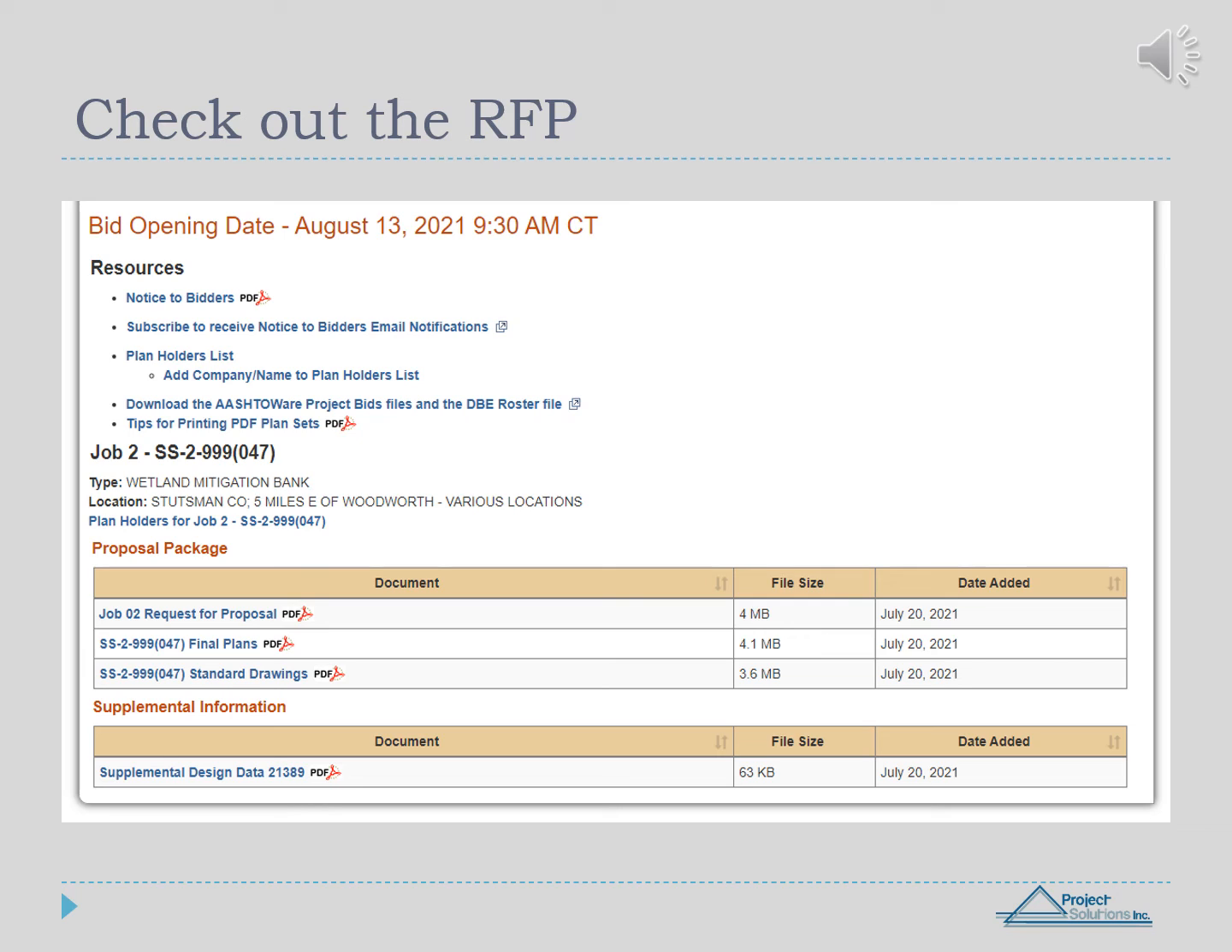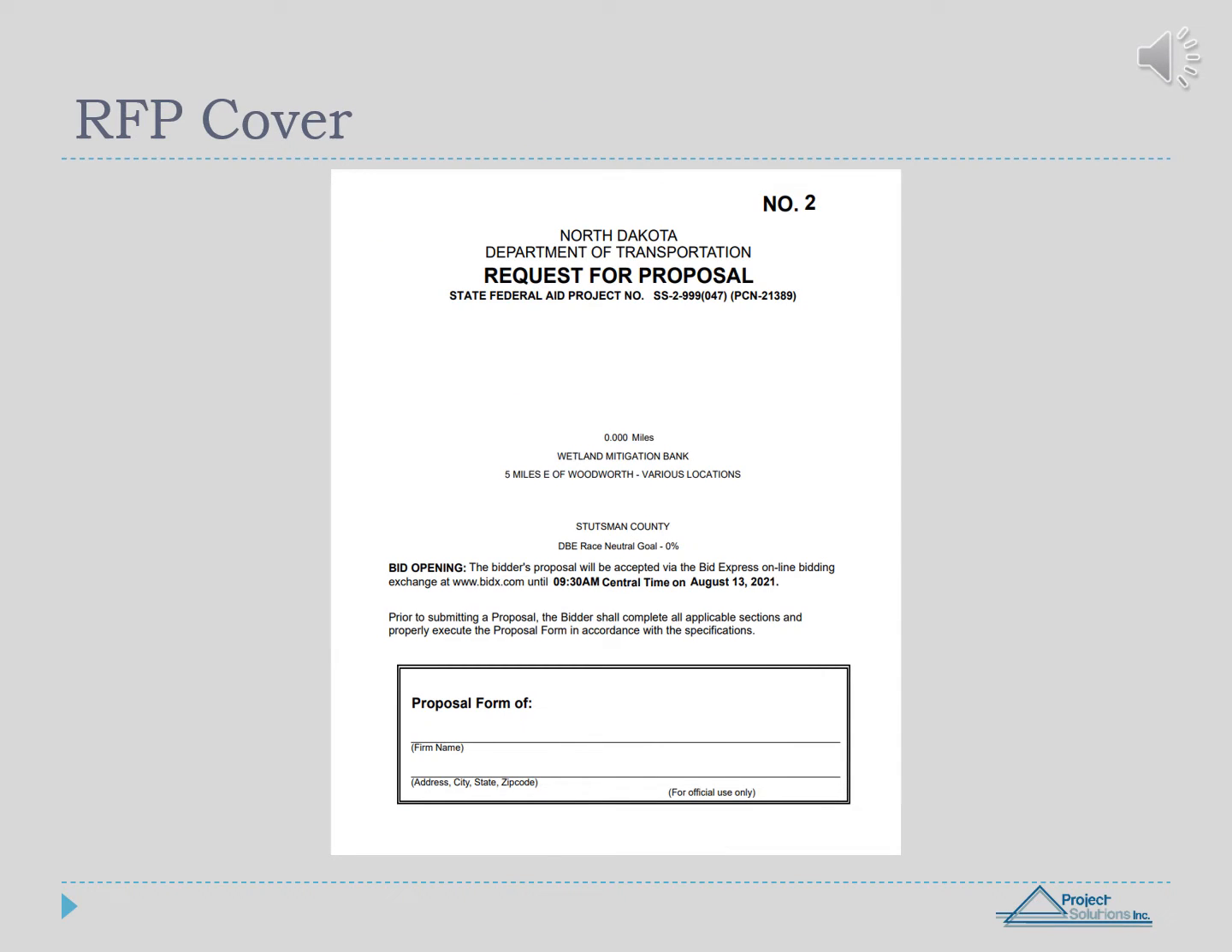Back on the Plans and Proposals page, let's download and check out the RFP. Find the Request for Proposal PDF file and select it. This should initiate a download, allowing you to view the file. Once downloaded, open up the PDF to review the RFP. On the cover sheet, you will find pertinent project information.